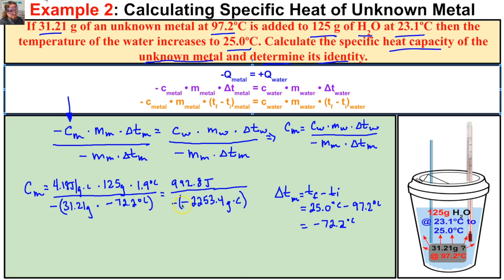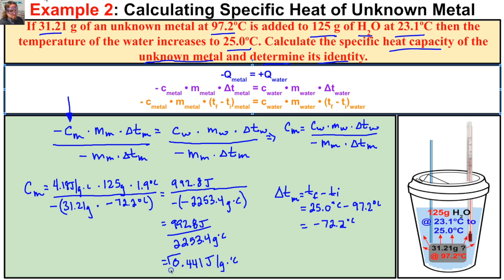And so because we have a negative over a negative, that's going to become a positive. And so we have 992.8 joules over 2,253.4 grams degrees Celsius. And when we put this in our calculator, we should end up with 0.441 joules per gram degrees Celsius.